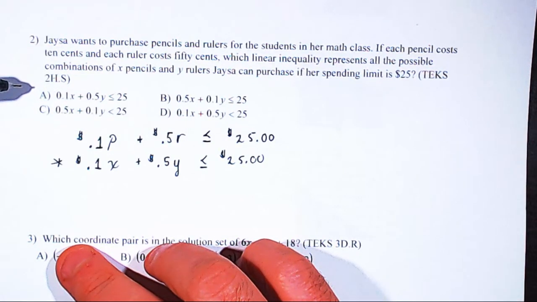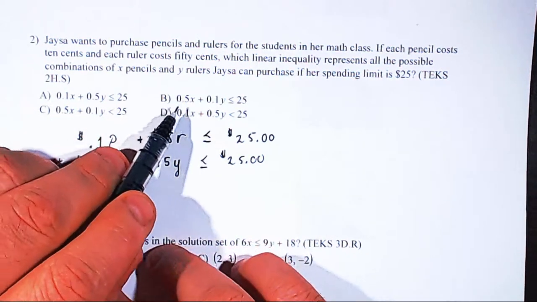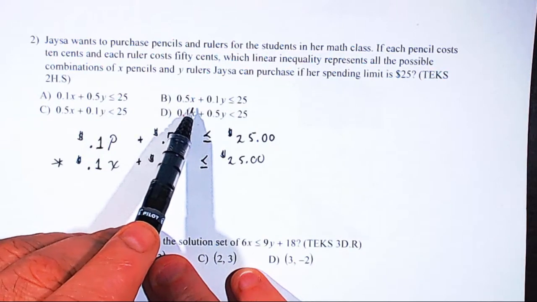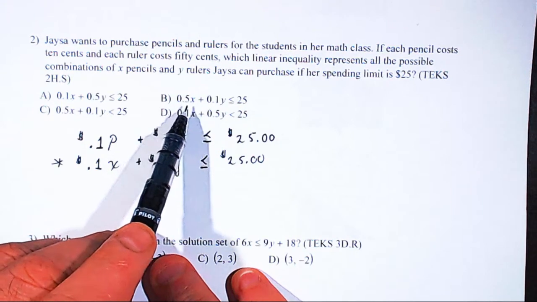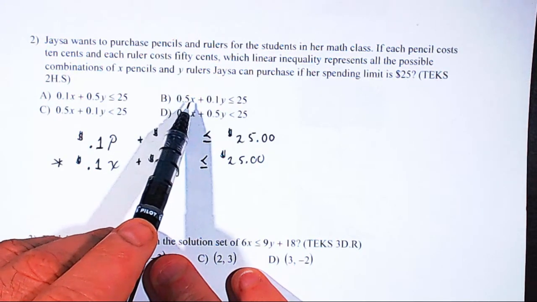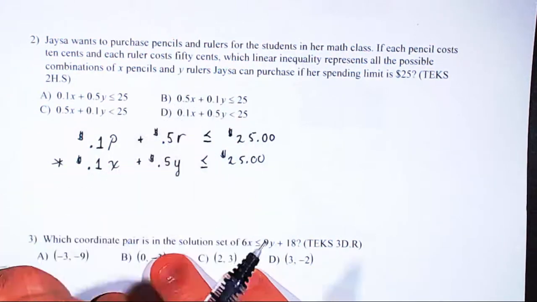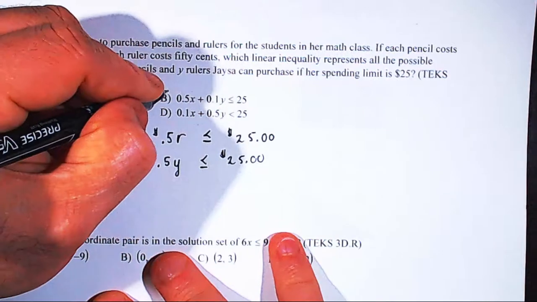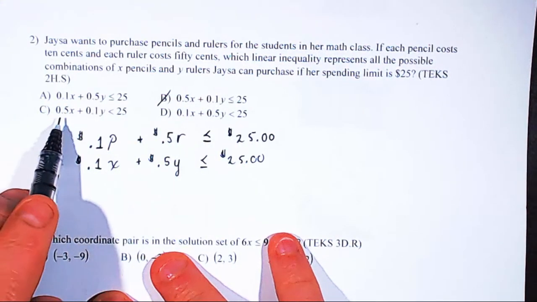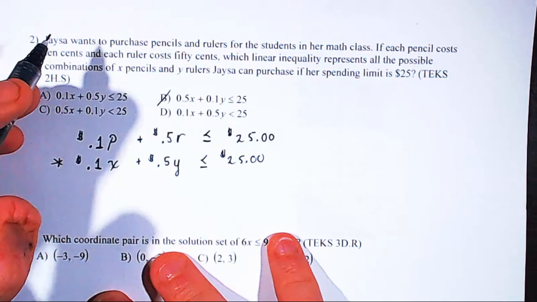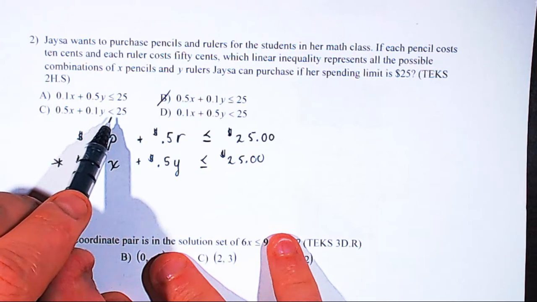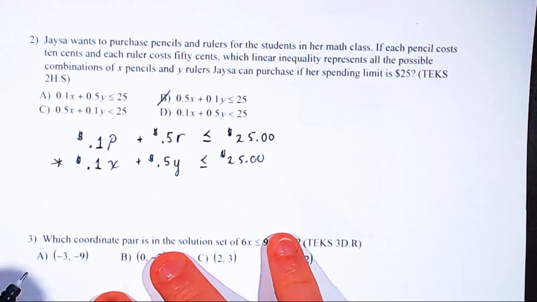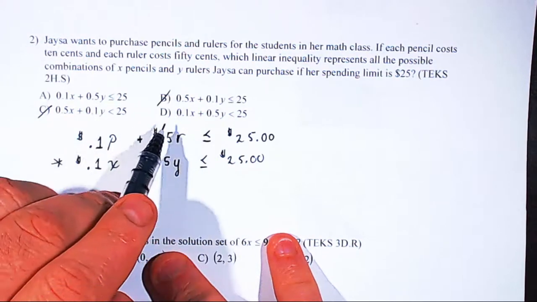So let's skip the first answer choice because that looks kind of like what we did. Let's see what's wrong with B. What they've done is they're saying 0.5x. Now x means pencils, and this is wrong because 50 cents was the cost of a ruler. So they've switched the cost and the variables here. So B is wrong. Let's look at C. 0.5x and 0.1y. They've done it again where they've switched up the variables, but also they've put the wrong inequality symbol there. They've put a less than sign when they should have put a less than or equal to sign. So C is wrong. Now let's look at D.